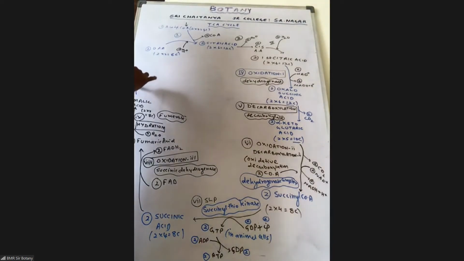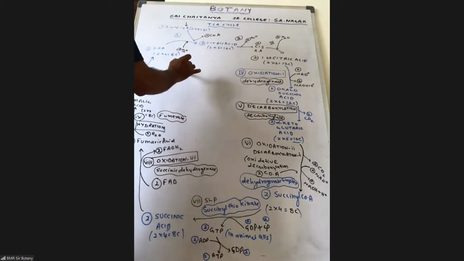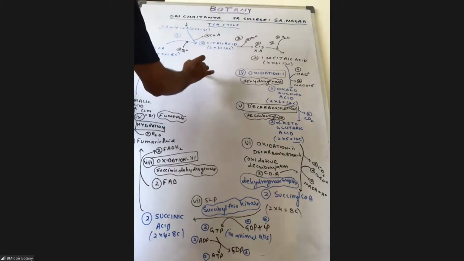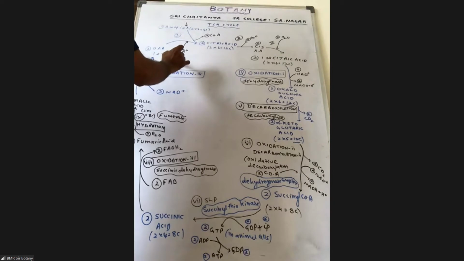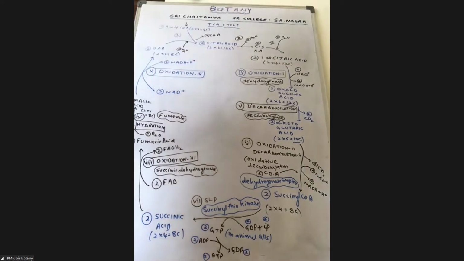Guess and tell me now, what is the 10th reaction supposed to be? Oxidation. Number 4. Yes. Oxidation 4 of the TCA cycle. So here going to be 2 more because 2 molecules are substrate. 2 more NAD plus reduced into 2 NADH plus H plus.